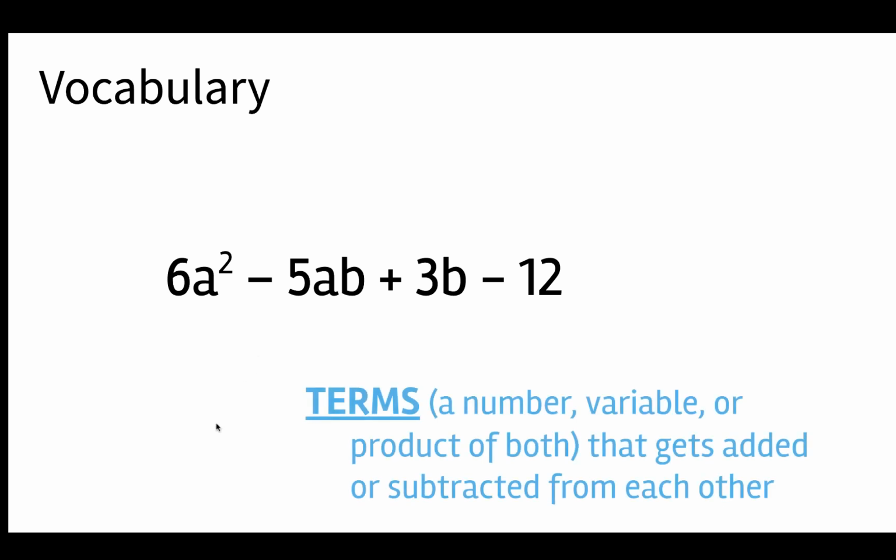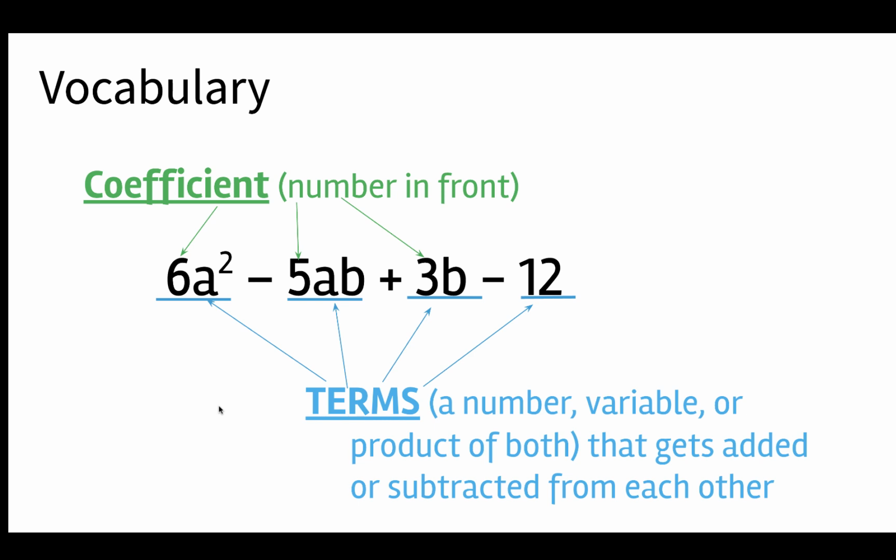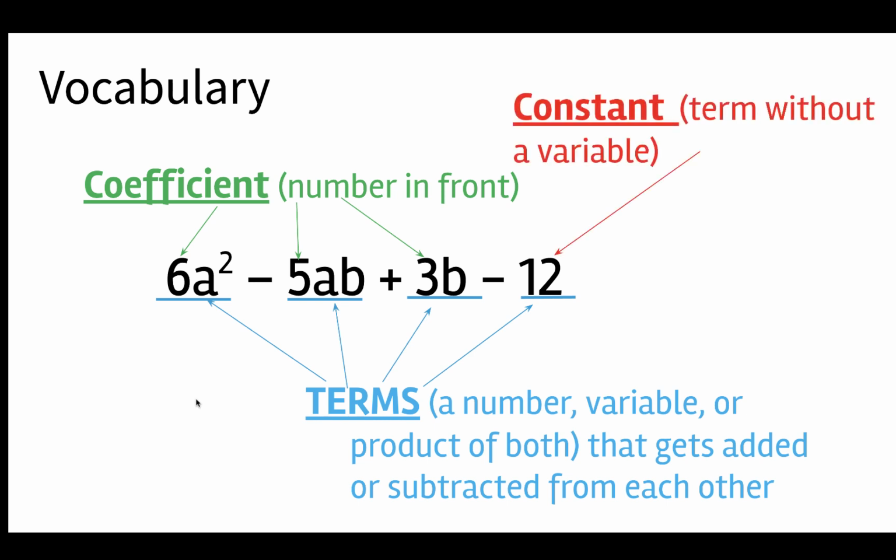They're called terms. Terms are a number, a variable, or product of both that gets added or subtracted from each other. And then within terms, you have more special names like coefficient. Remember, when we are showing multiplication, we want to use invisible multiplication, and we always want to bring the number before the variable. That's because it has a special name. It's called a coefficient. Then you also have terms that don't have a variable being multiplied to them, and they have a special name. They're called constants.